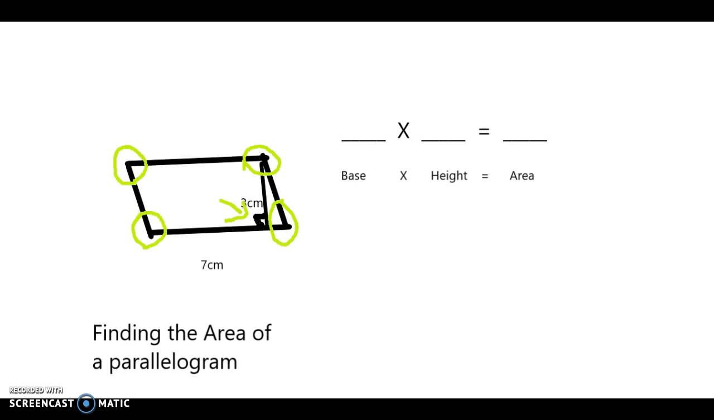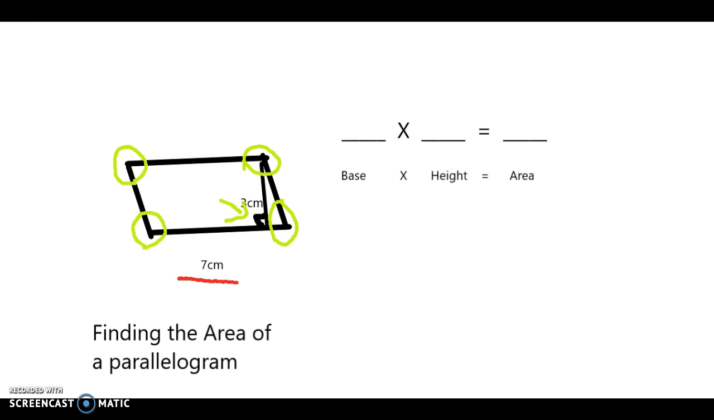First step, it's very simple. It's just like the rectangle one. Base times height is what you use to find the area of a parallelogram. And the base is right here, 7 centimeters.